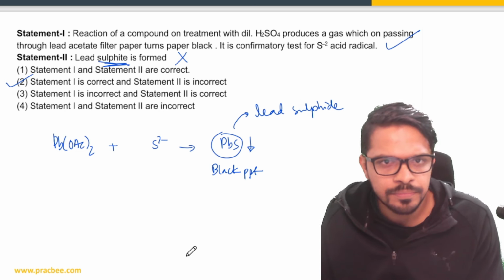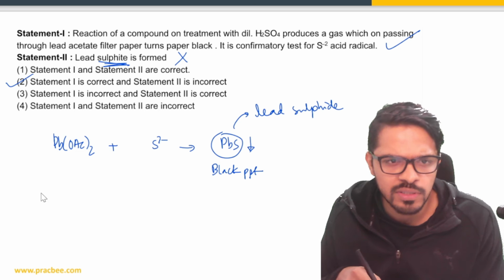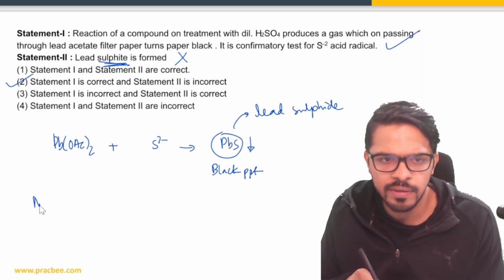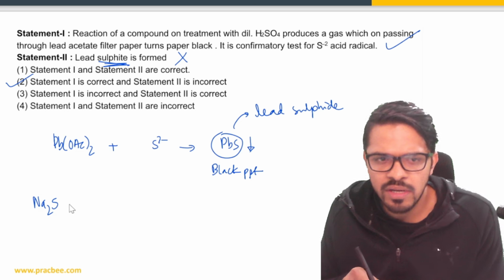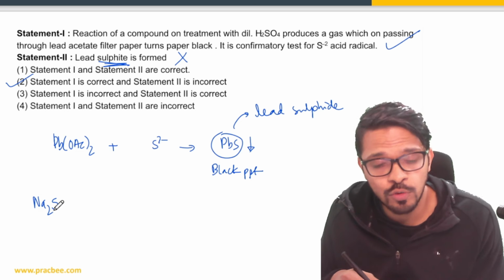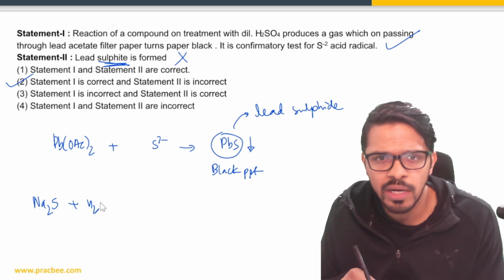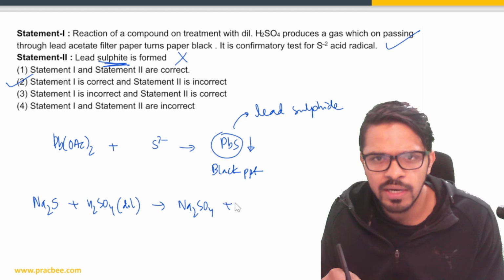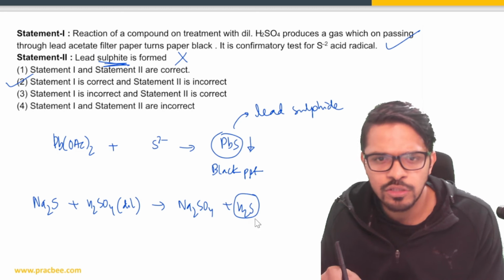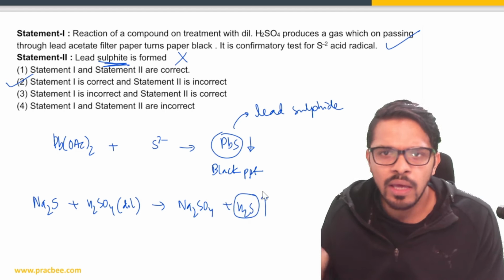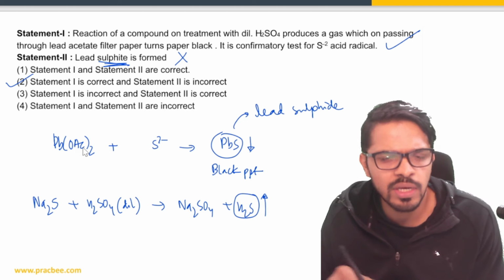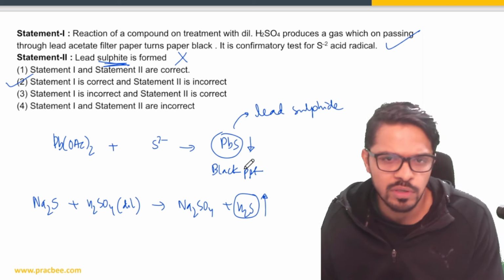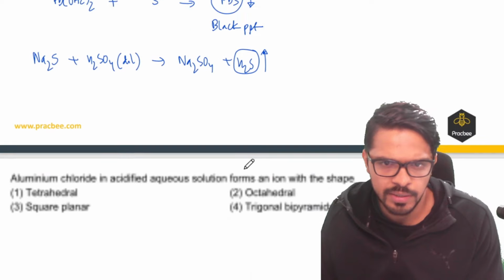If you are worrying about the first reaction, we have the soda extract of S2-, basically Na2S. It will react with dilute H2SO4 and we will get Na2SO4 and we can get H2S gas. This H2S gas has a rotten egg smell. It can also react with Pb(OAc)2 to give PbS.